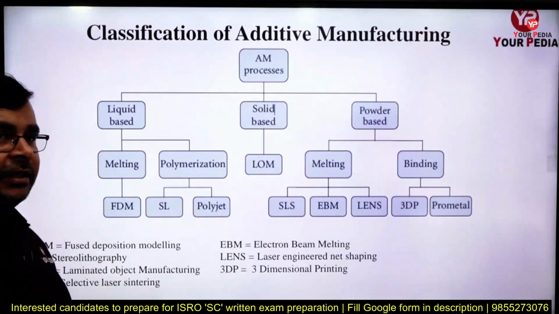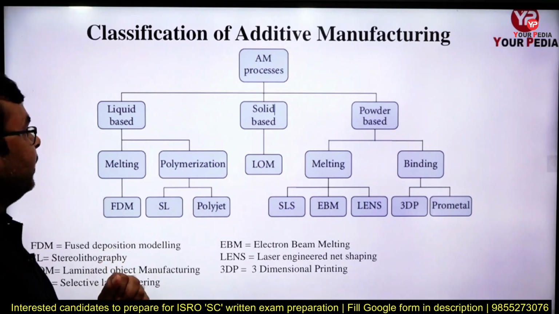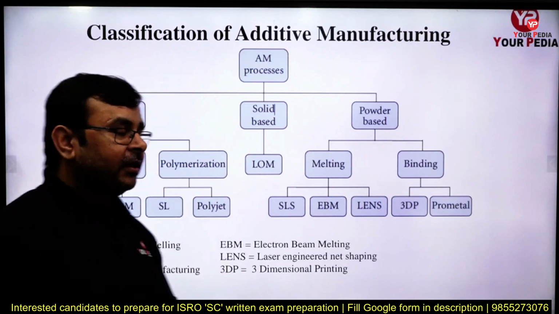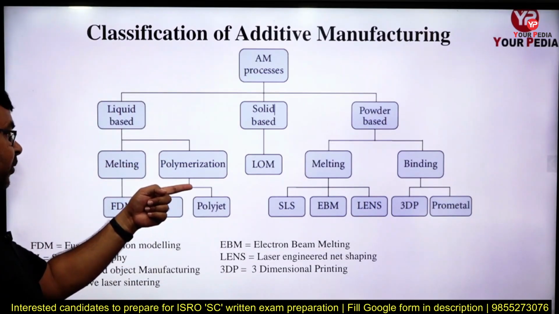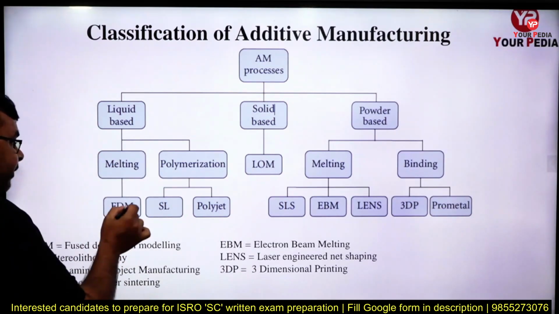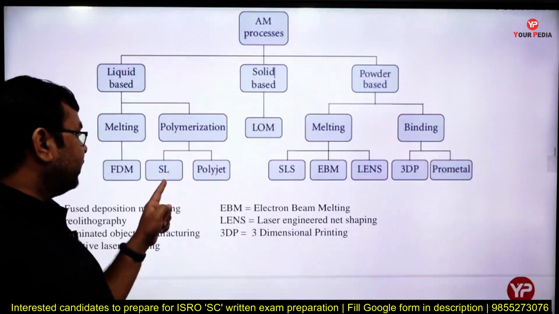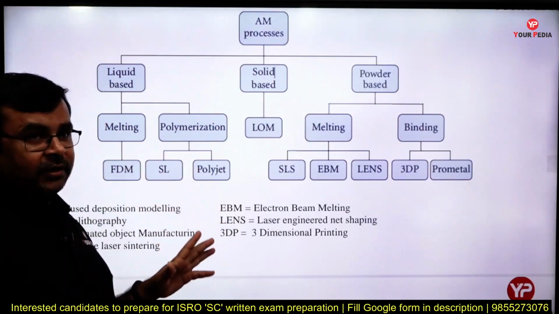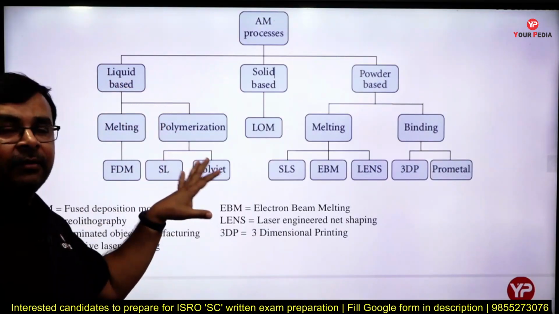Okay, let us see another classification of additive manufacturing process. Additive manufacturing processes can also be classified in three categories: liquid based, solid based and powder based. In liquid based we use melting or polymerization, also known as the wet polymerization process. In melting, we have FDM, that is fused deposit modeling method. And in the polymerization process we have SL, that is stereolithography, and the polyjet process. So, this is one category in which we use a liquid as a base material for 3D printing.